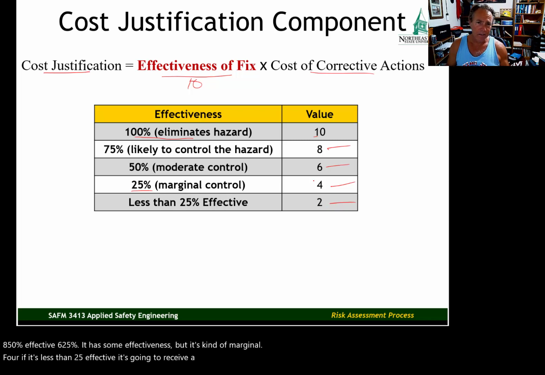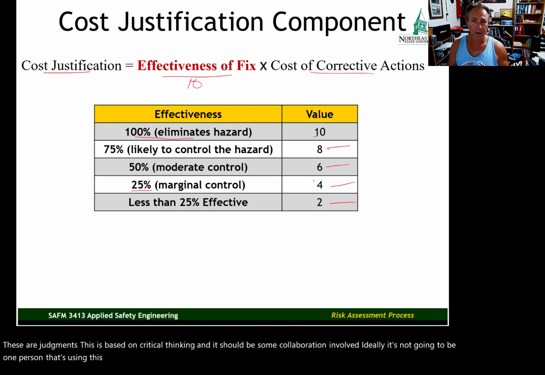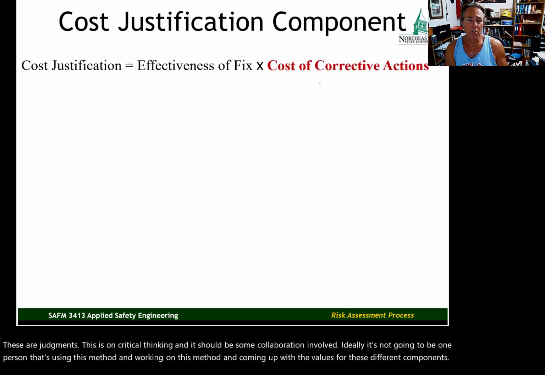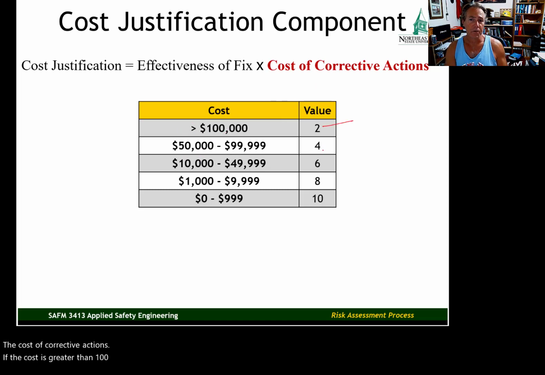And keep in mind, these are judgments. This is based on critical thinking, and there should be some collaboration involved. Ideally, it's not going to be one person using this method and coming up with the values for these different components. The cost of corrective actions: if the cost is greater than $100,000, it receives a 2. Now, this scale is reversed.